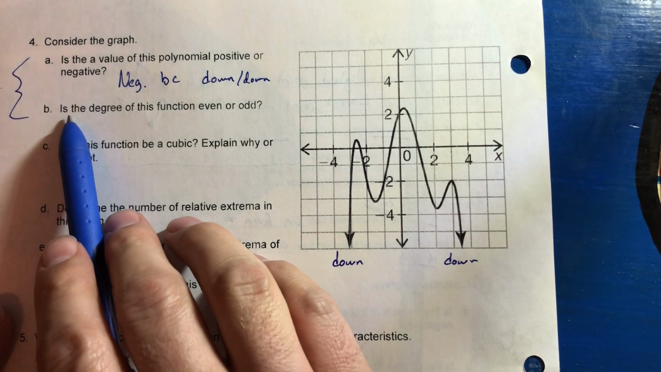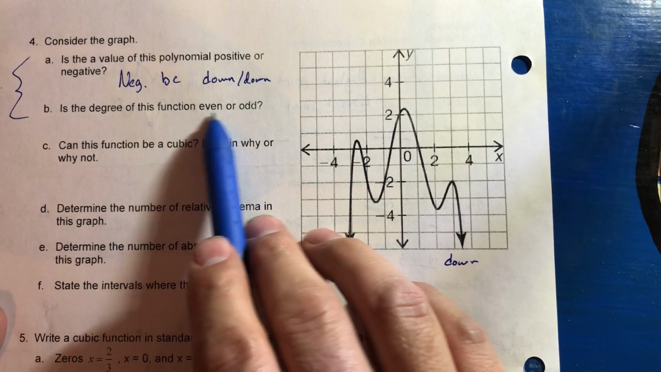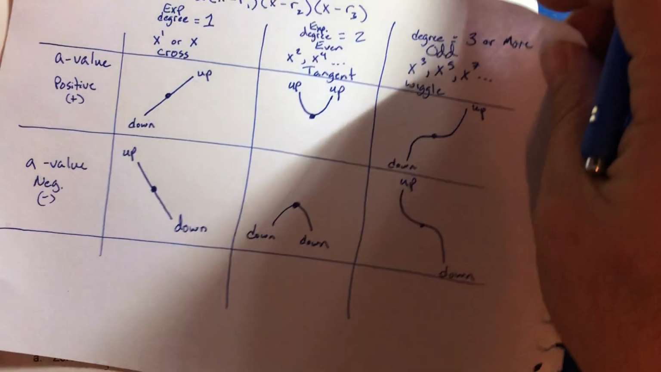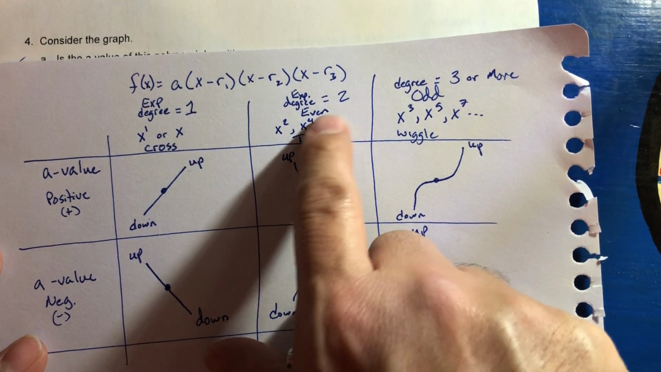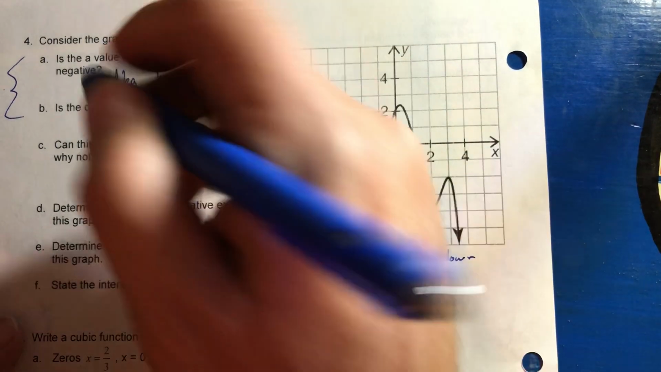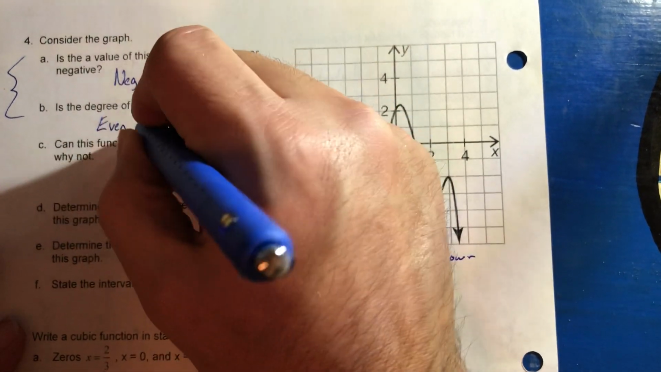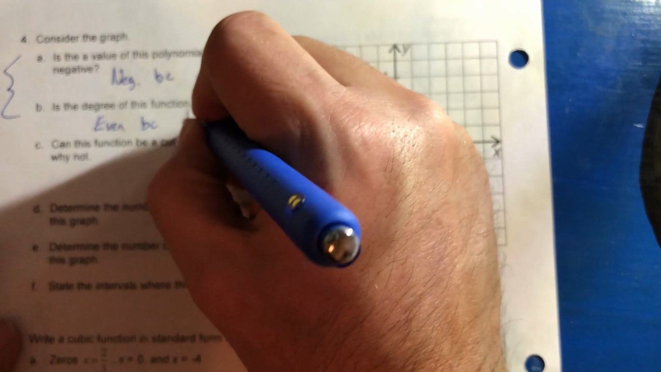And that says, is the degree of the function even or odd? Well, again, look at my table. It was here. What kind of exponents do we have? Even. Even. And then we can say same thing because down, down.